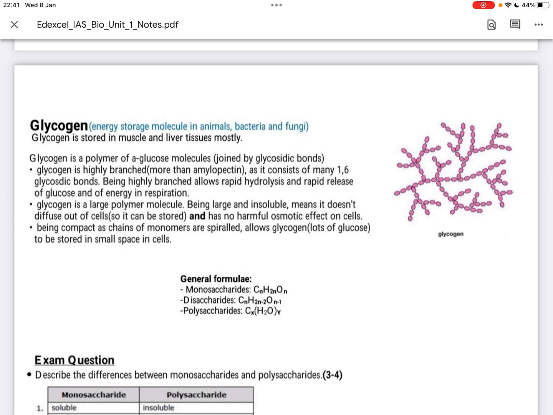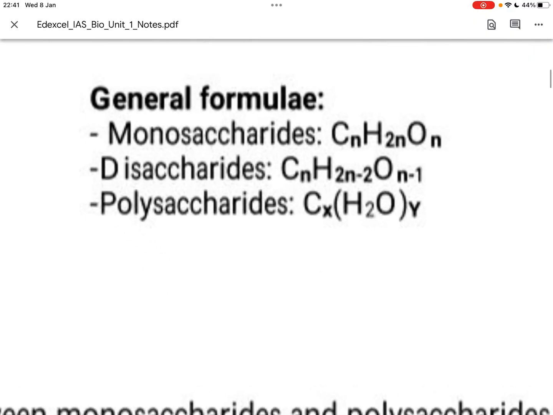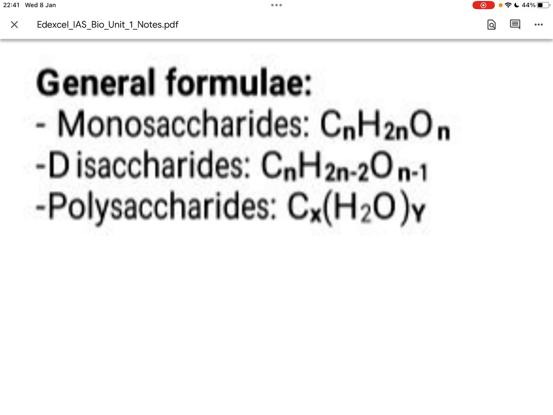Glycogen is a large polymer molecule. Being large and insoluble means it doesn't diffuse out of cells, so it can be stored and has no harmful osmotic effects on cells. Being compact as chains of monomers that are spiraled allows glucose to be stored in small spaces in cells. These are the general formulas: monosaccharide CnH2nOn, disaccharide CnH2n-2On-1, polysaccharide CxH2yOy.